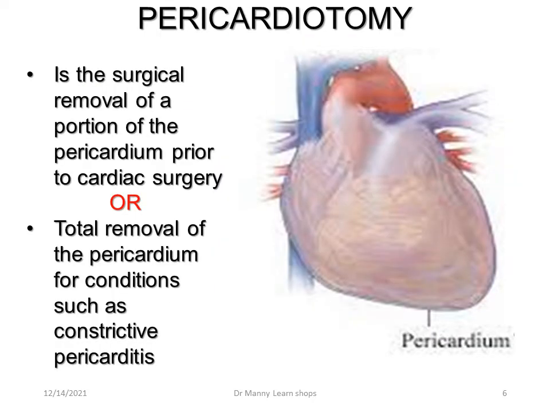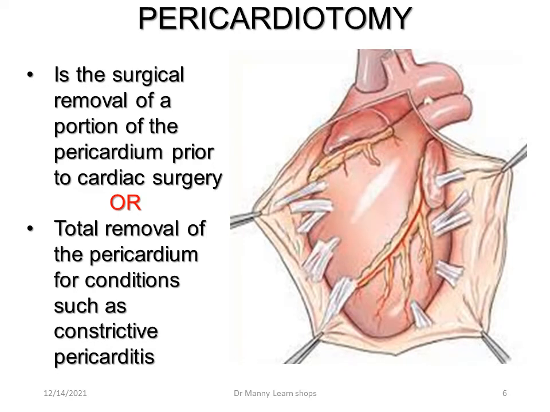Now, a pericardiotomy is important to note. We've mentioned the pericardium, which we call the endocardium, previously in the introductory Learn Shop. This is the surgical removal of a portion of the pericardium prior to cardiac surgery, or total removal of the pericardium for conditions such as constrictive pericarditis, which we're not really discussing here today. However, it is cardiac surgery. So the pericardium is resected.